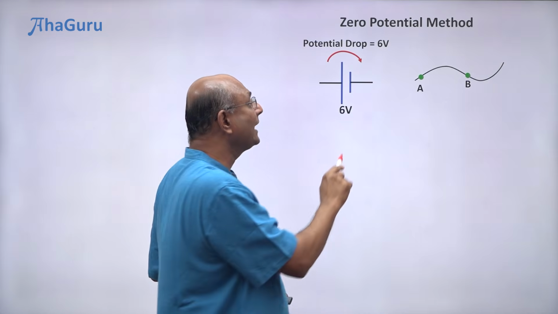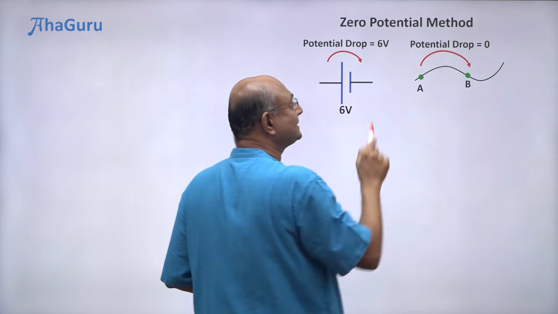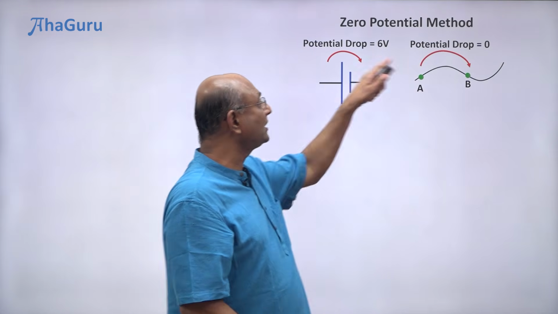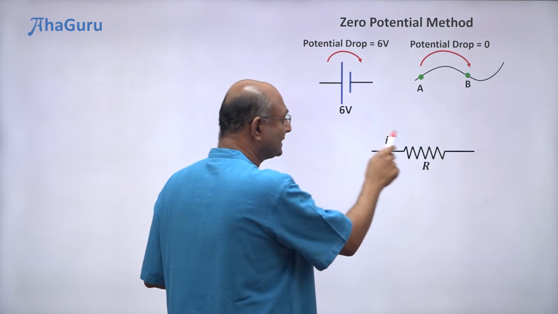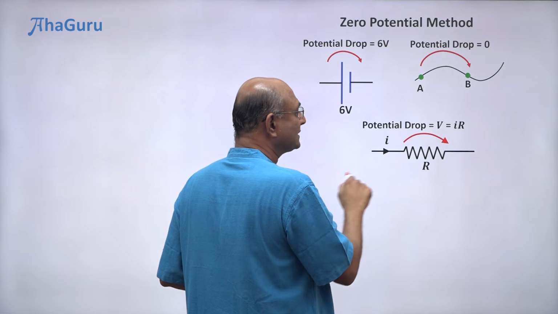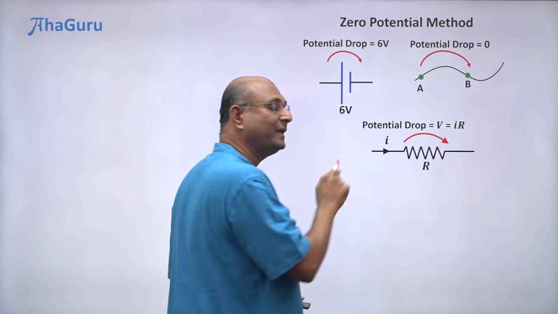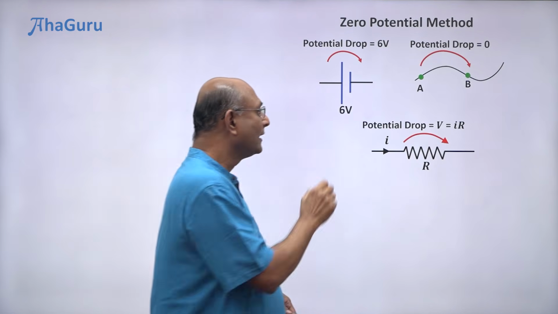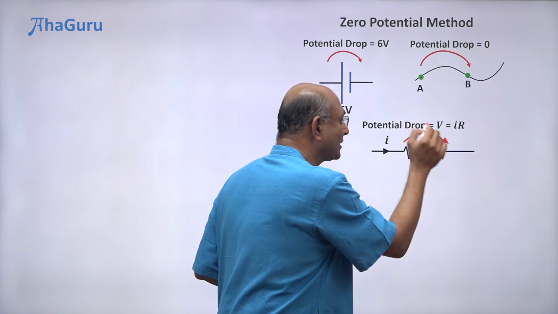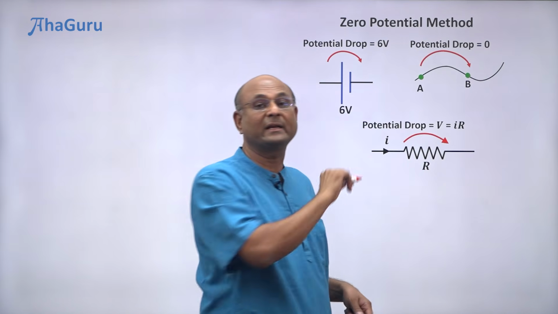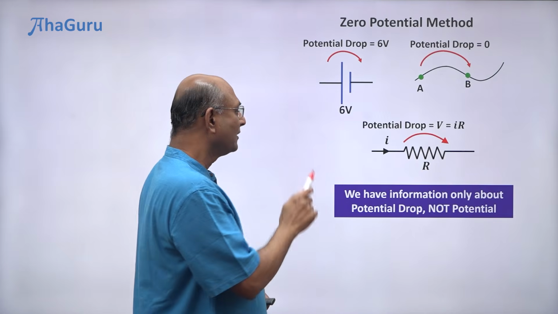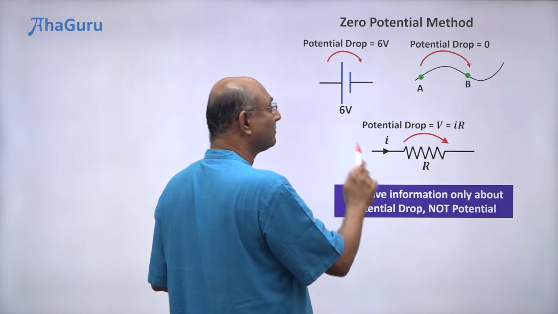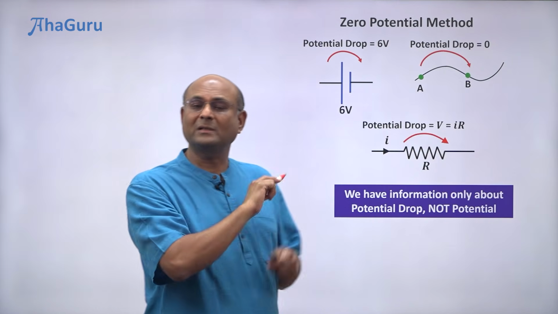But for a wire, I know that the potentials must be the same, which means the potential drop must be 0. Similarly, if I look at a resistor, Ohm's law tells us the potential drop V is equal to IR. V is not this potential, V is not that potential, V here is the potential drop. So if you look at all of these three cases, we have information only about the potential drop, not about the potential. What does that mean?